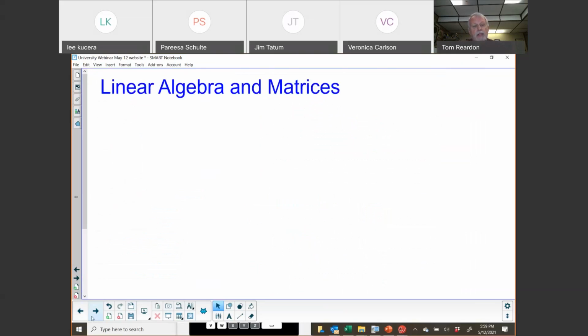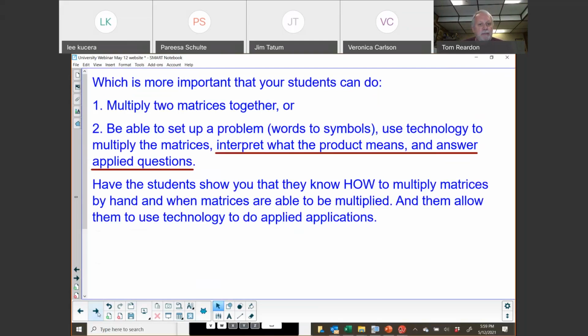All right, so linear algebra matrices. I'm not going to show a whole lot on that, but I do want to show you what's available and why I like using them. I'd like you to ask yourself this question if you're talking about linear algebra and doing row reduced echelon form by hand: what's more important that your students can do? Multiply 2 matrices together, or be able to set up a problem, words to symbols, use technology to multiply the matrices, and then interpret what the product means and answer applied questions.